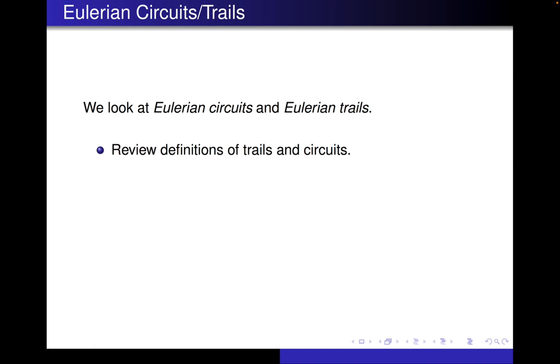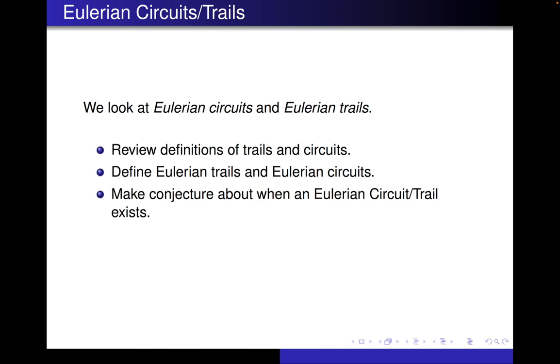Now that you've had a chance to work on some circuits and trails in the activities, we are going to talk specifically about Eulerian circuits and Eulerian trails. First thing we're going to do is review the definitions of trails and circuits. We're going to use those definitions to help us define Eulerian trails and Eulerian circuits. And then we're going to make a conjecture about when an Eulerian circuit or an Eulerian trail exists in a graph. And then we're going to prove part of that conjecture, but not all of it.